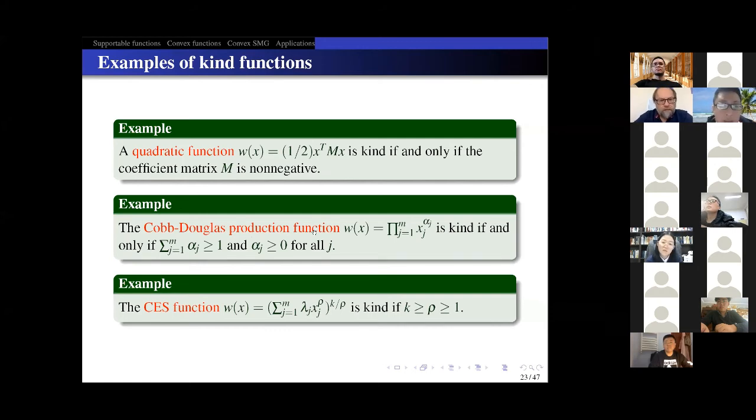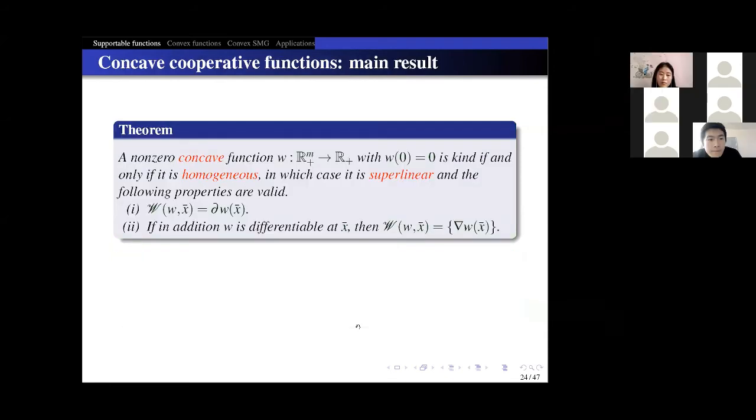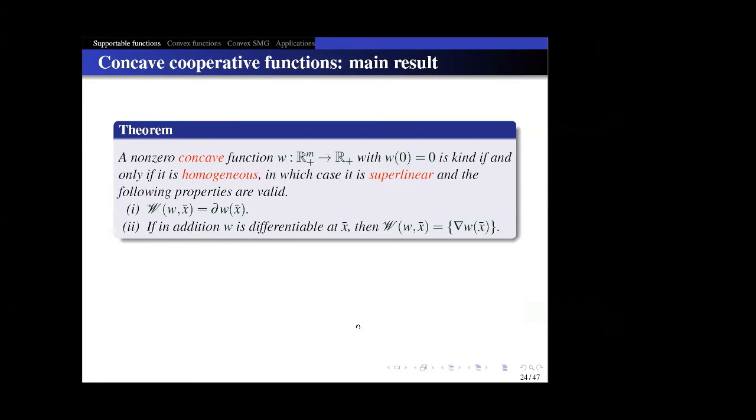And also, for many CD production functions, as I mentioned in the motivating example, they are kind, and also many CES functions that are commonly used in economics are also kind. Next, I will show you a characterization of this class of functions when we require that it is concave. That is, we study concave cooperative functions. It turns out that a concave cooperative function is kind if and only if it is homogeneous.